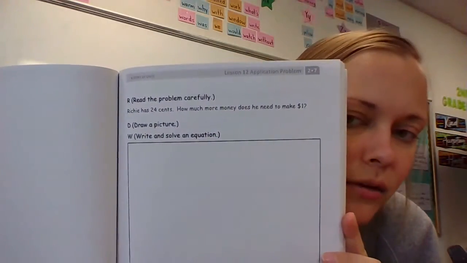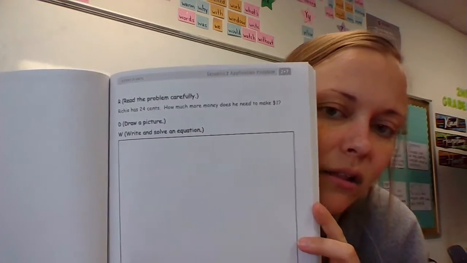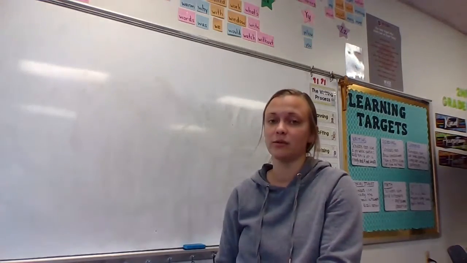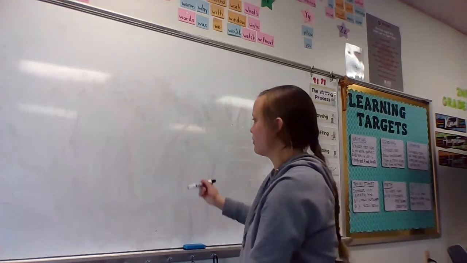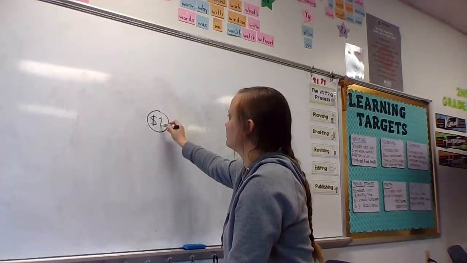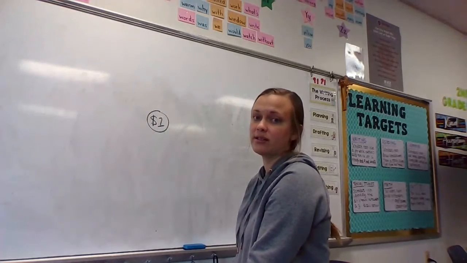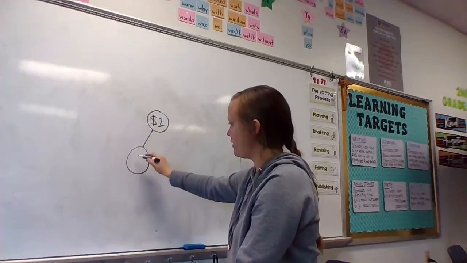We'll do this one together. Richie has 24 cents. How much more money does he need to make $1? Again, like I said, very similar to yesterday's work. So we can do this as a number bond. We can do it as a tape diagram. I'm going to do both. So we're trying to get to that dollar, which is 100 cents. We know that Richie has 24 right now.